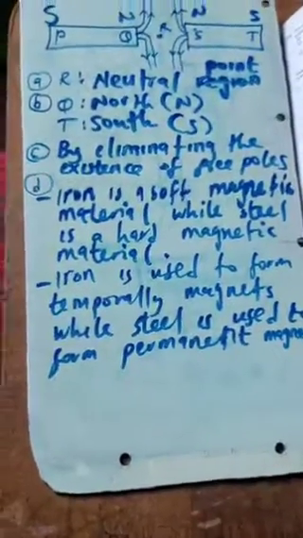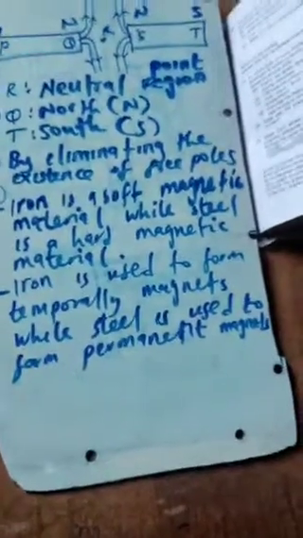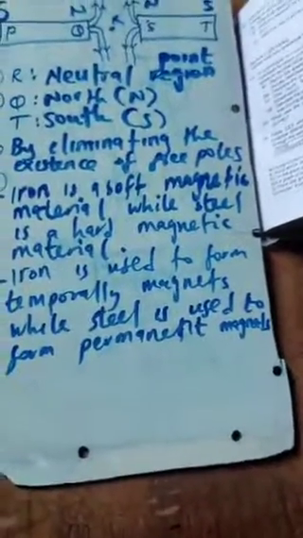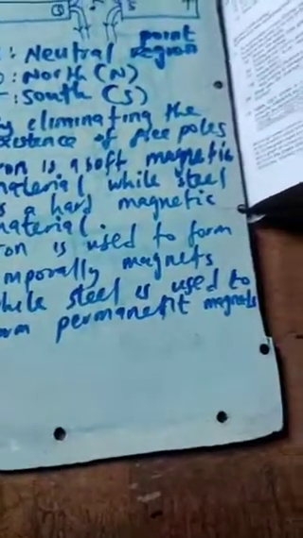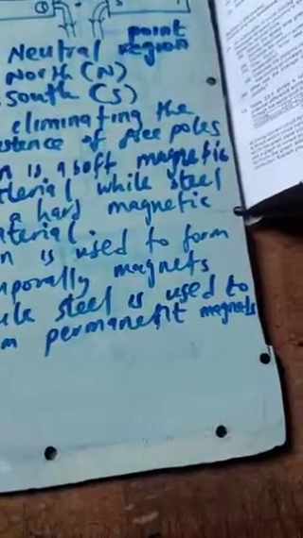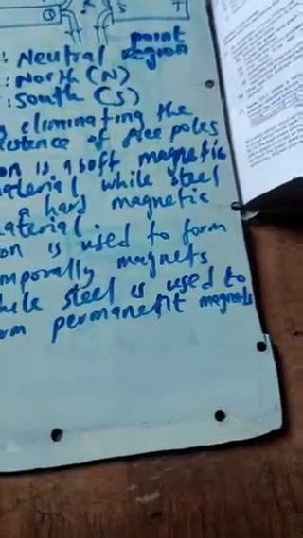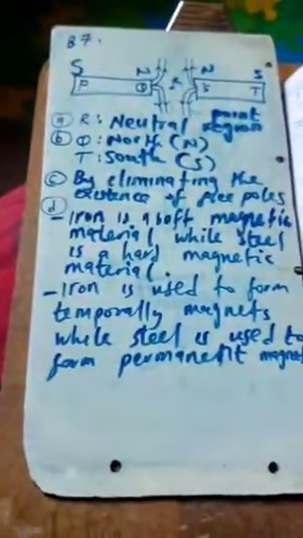So you can even add another one if you want. Iron is used in formation of audio and video tapes, electric bells and transformers, while steel is used in the formation of electric motors, AC or DC, and in the formation of loudspeakers, all those. And we are done with this question.